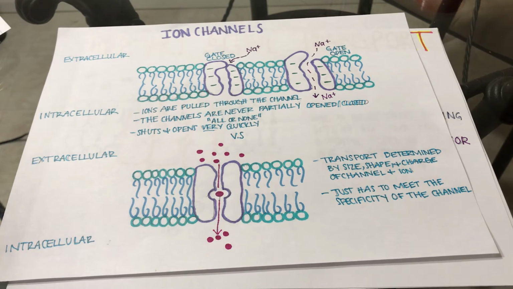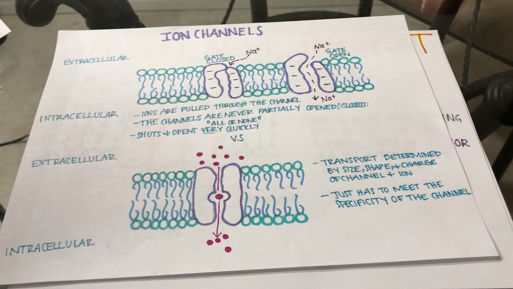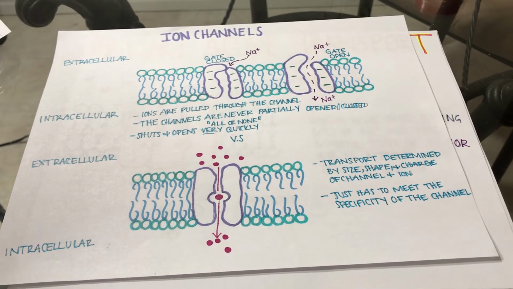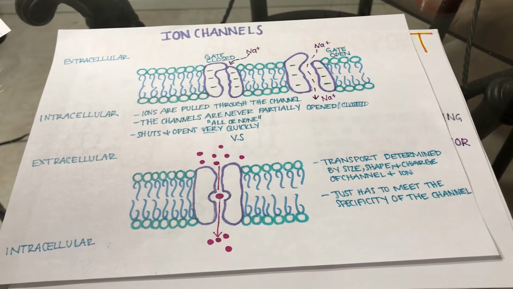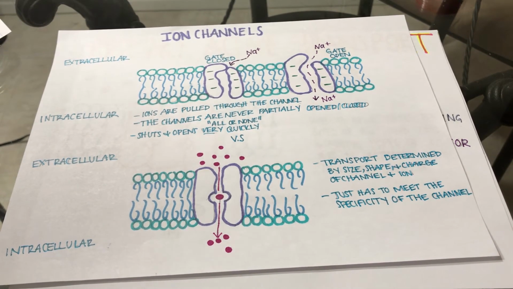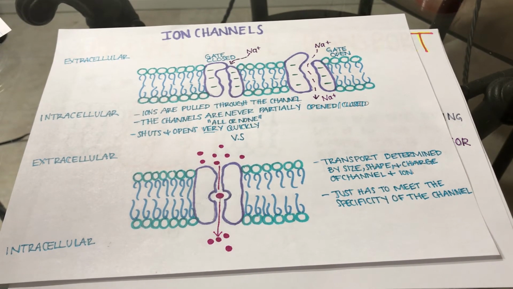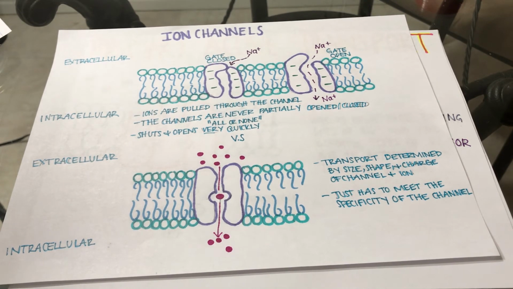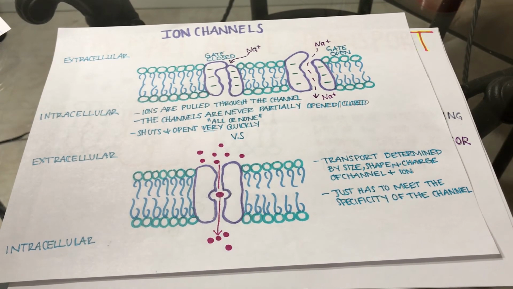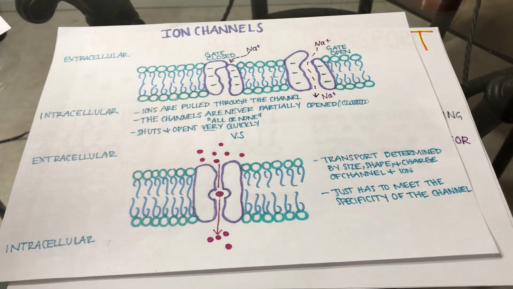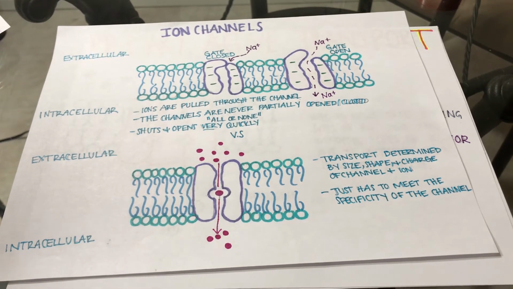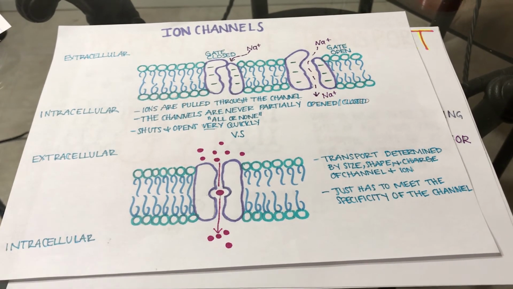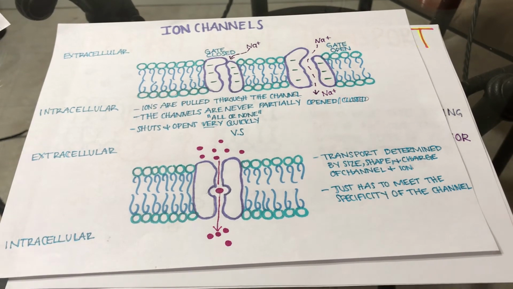In the bottom photo, we see an ungated channel. This is closer to what we saw during facilitated diffusion. Instead of being sent a signal, these channels will allow an ion to diffuse based on the size, shape, and charge of the channel and ion. Ions simply have to meet the specificity of the channel.